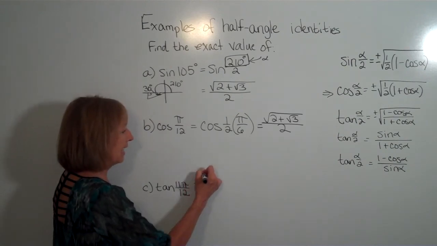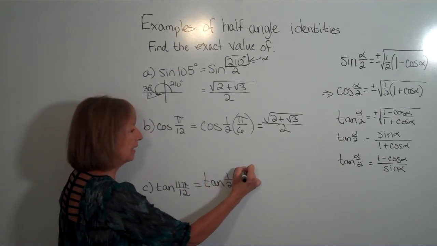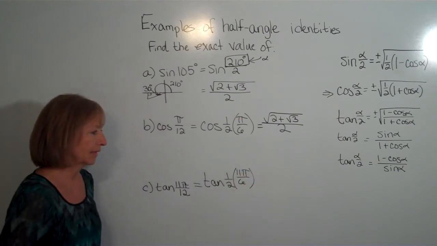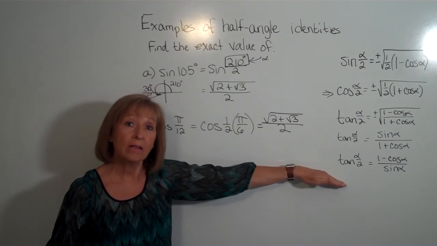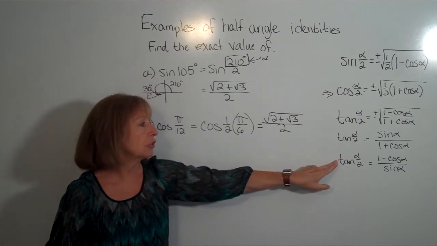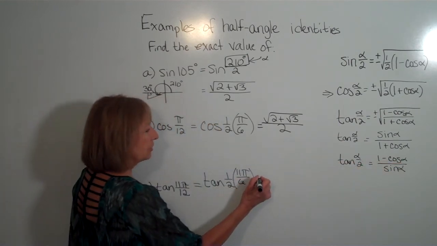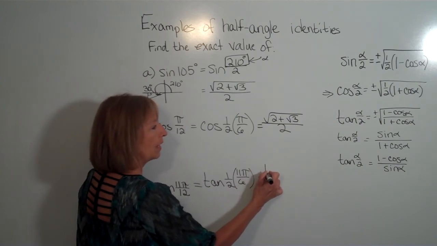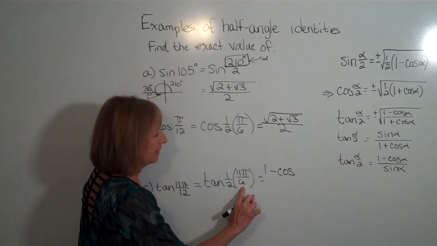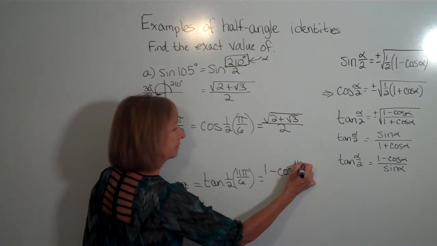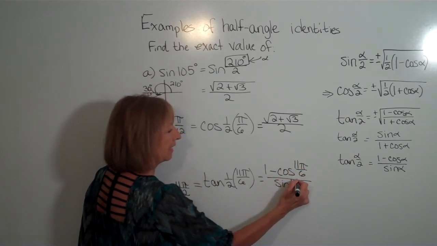Well, I can think of that as the tangent of 1/2 of 11 pi over 6. And I can use any of these three forms for the tangent of half of an angle. I'm going to just choose to use the one that is the 2-term numerator and the 1-term denominator. So this is the same thing as 1 minus the cosine of the angle that you're taking half of, so that's the 11 pi over 6, divided by the sine of 11 pi over 6.